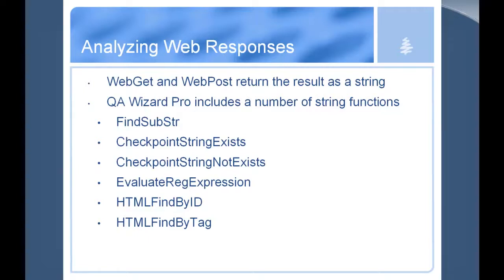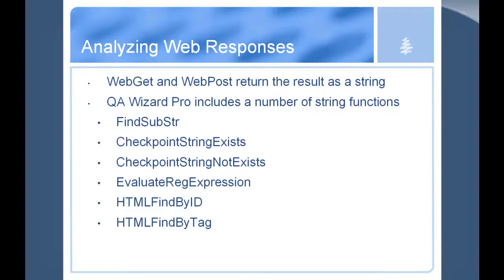So we have a number of built-in string functions, all of which have existed except for the 2 checkpoints for a while in QA Wizard, and all of these can be used with the HTML result you got back. So the first is find substring. So this is great if there's a specific string somewhere on the web page that you want to look for.